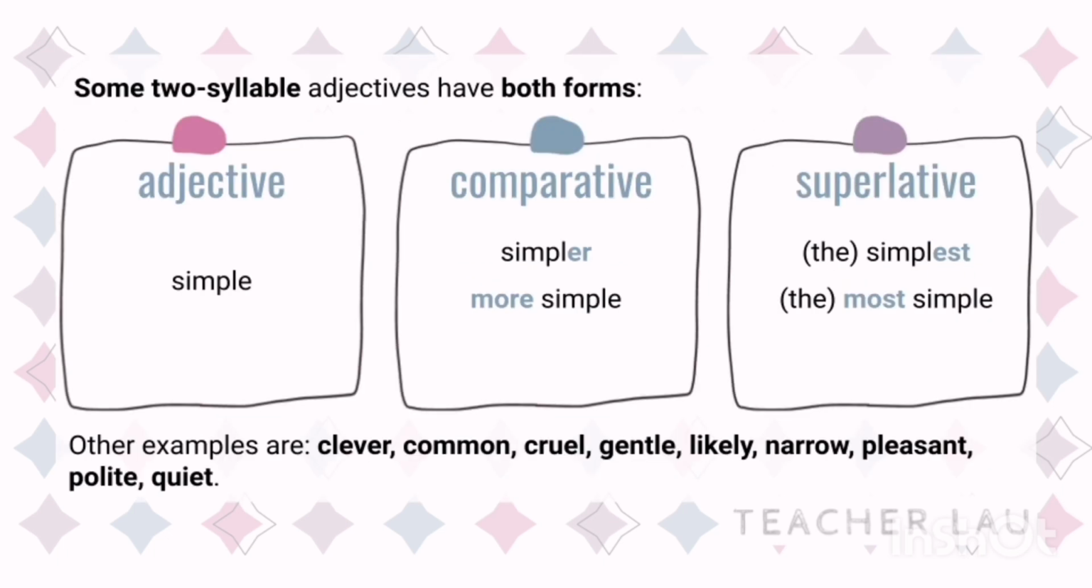Some two-syllable adjectives may have both forms, like simple, simpler, the simplest. More simple, less simple. The most simple, the least simple. Other examples are clever, common, cruel, gentle, likely, narrow, pleasant, polite, quiet.